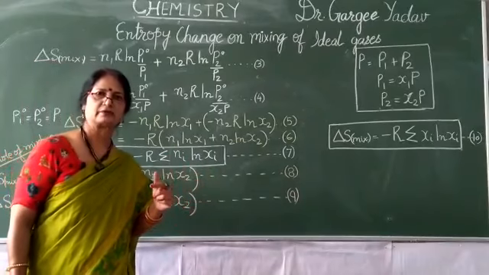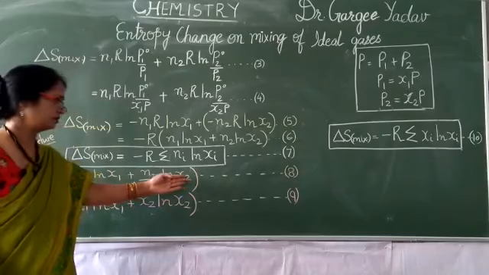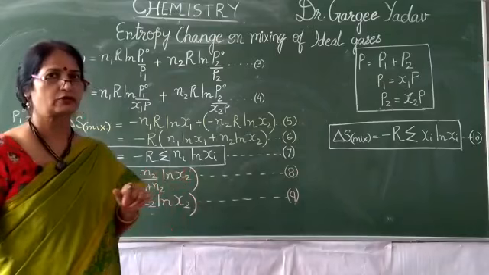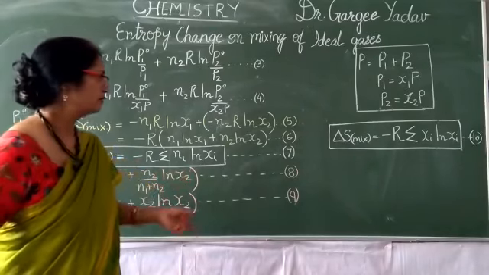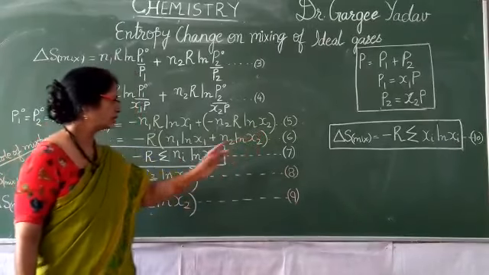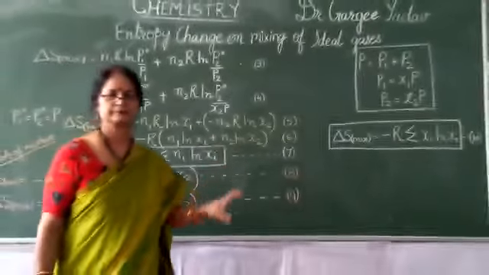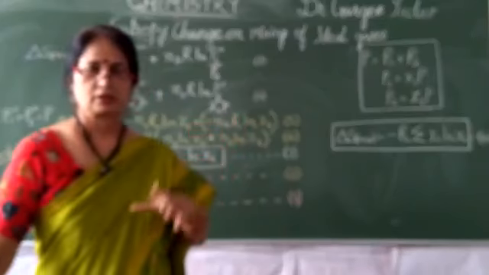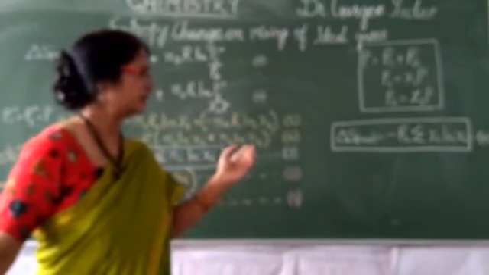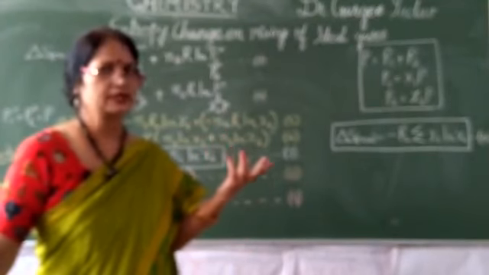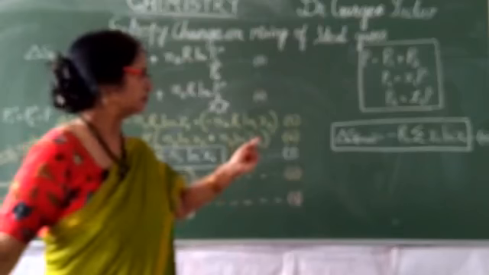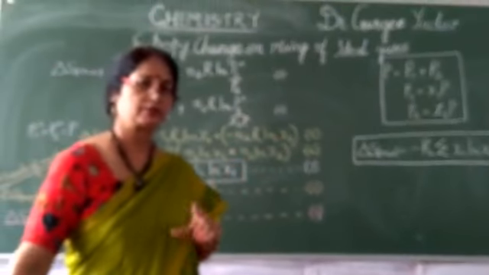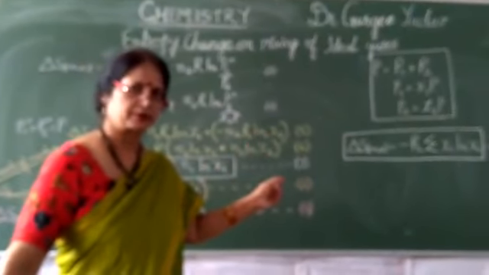moles of gas number 1 and gas number 2, then you can simply substitute the values in the equation, and the entropy change on mixing of the gases can be calculated very easily. We can see from these two general equations, equation number 7 and equation number 10, that there is no temperature symbol. This means that it is independent of temperature. We have taken isothermal conditions, and the final formula for the entropy change on mixing of the gases is independent of temperature.